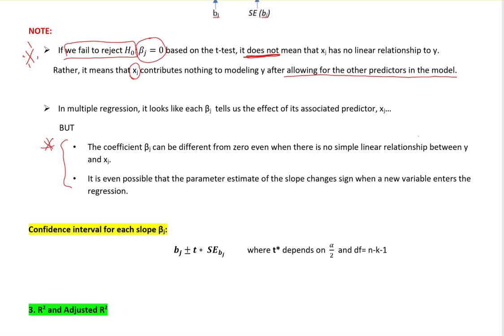Right, next one. It says it is even possible that the parameter estimate, the slope, changes sign when a new variable enters the regression.